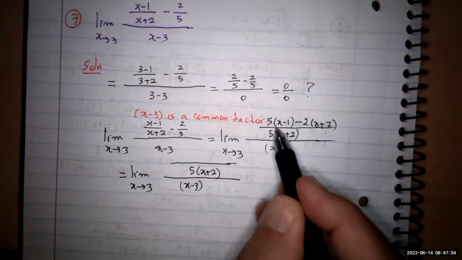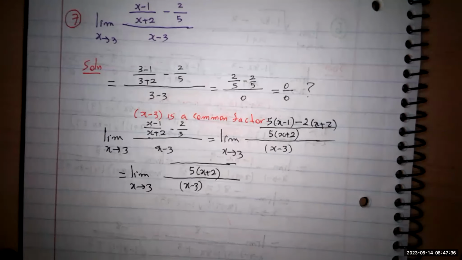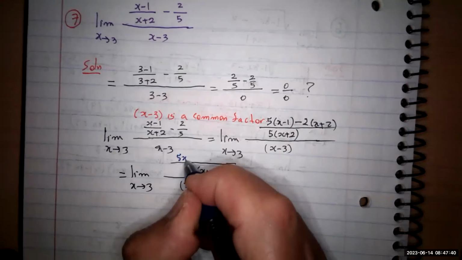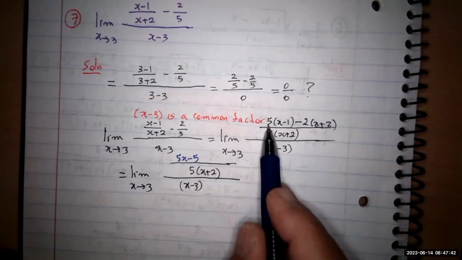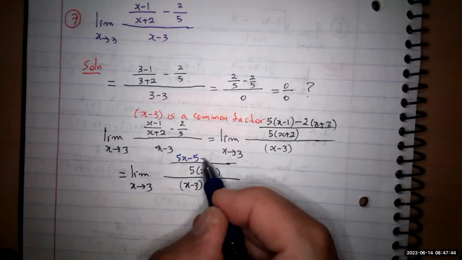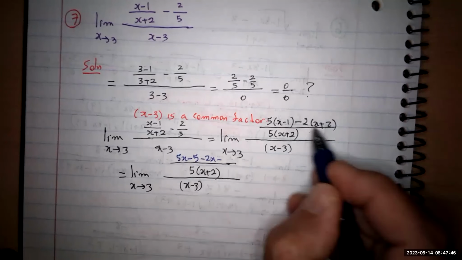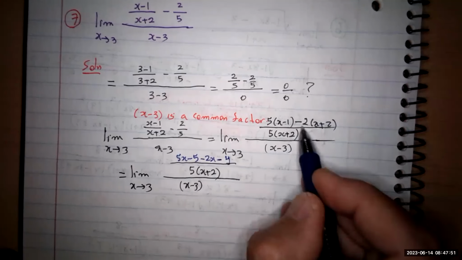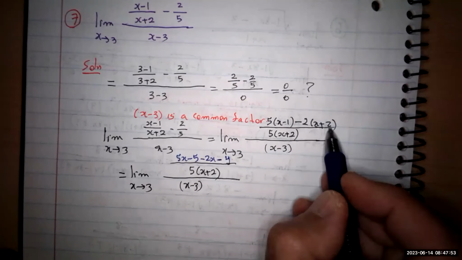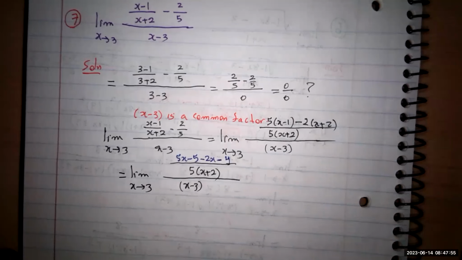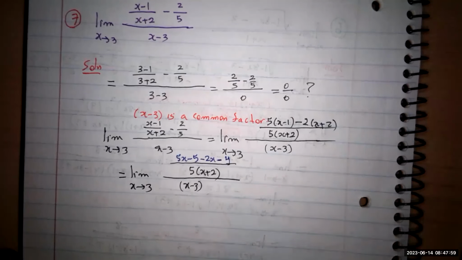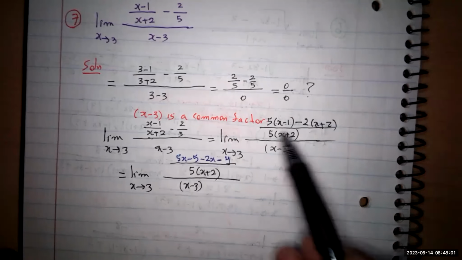Continue on the top, distribute differences. If I distribute this one, I'll get 5x minus 5, minus 2x minus 2 times 2, minus 4. Some people miss this sign here. When you do the negative, you do it for both of them, not just for the first one. If you didn't get the common factor, probably you missed this one. Okay, so I distribute it.